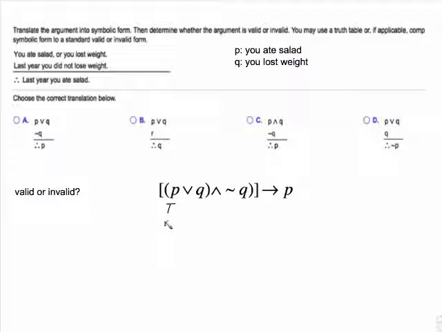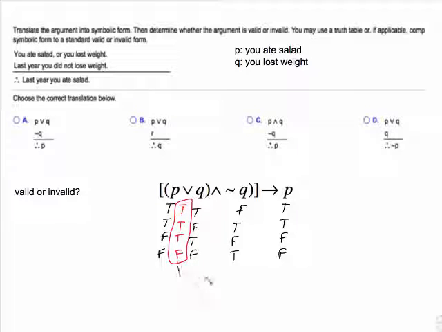P is T, T, F, F. Q is T, F, T, F. Not Q is a negation of this, which is F, T, F, T. And P is T, T, F, F. Then we'll put those things together. Or, the only time an or statement is false is if both are false. So this is false, the rest of these are true. This is my answer column for that first parenthesis.